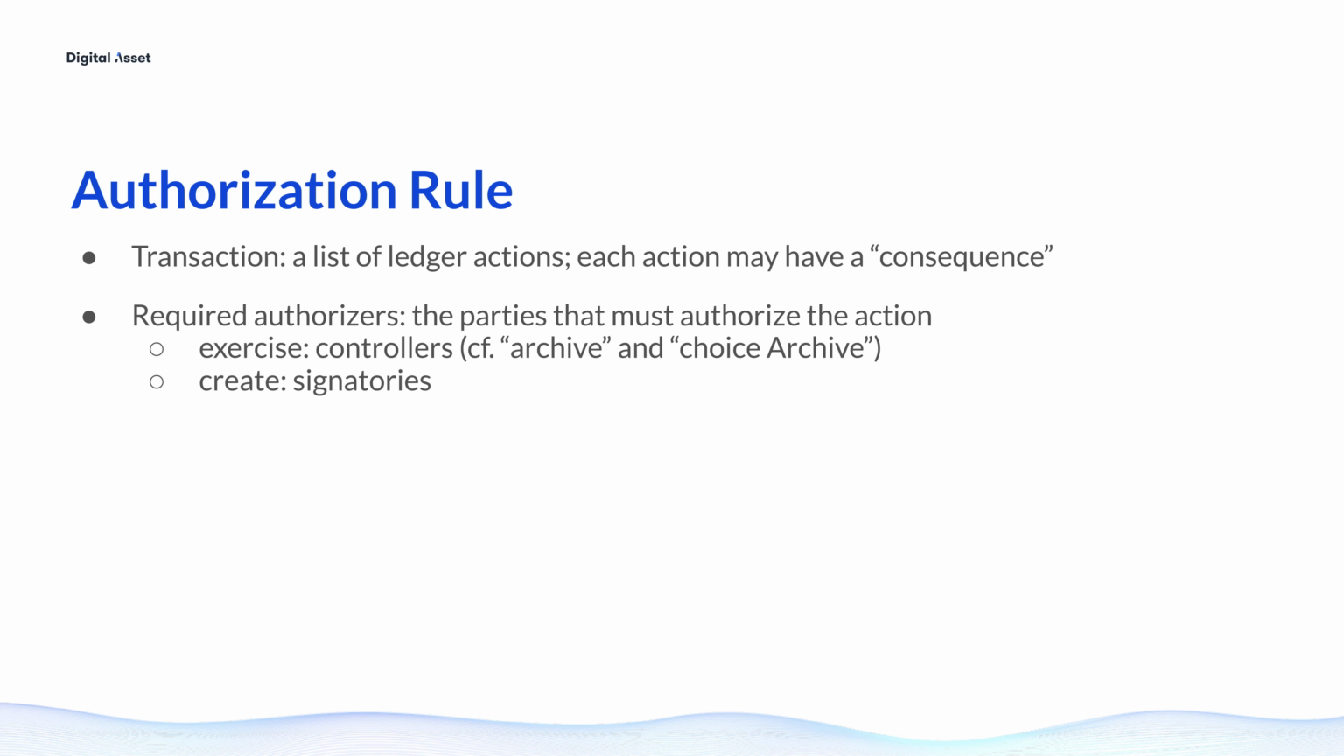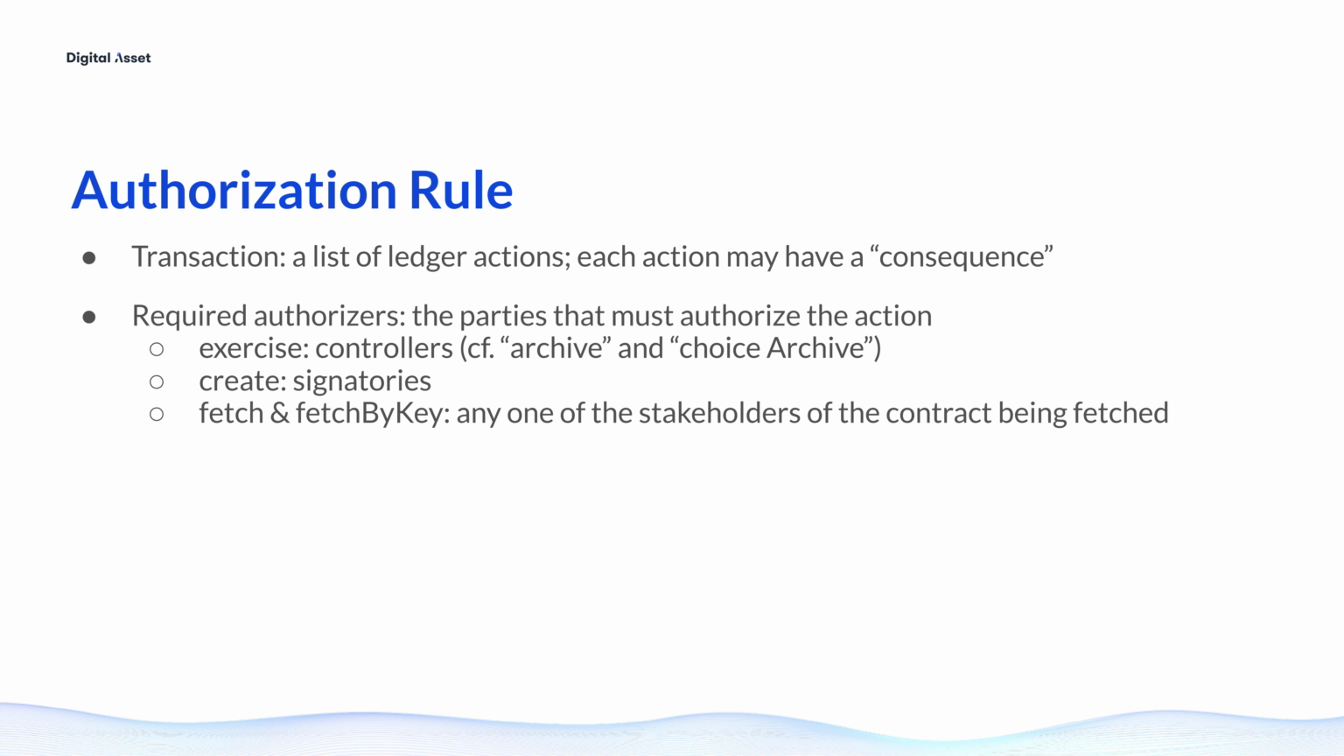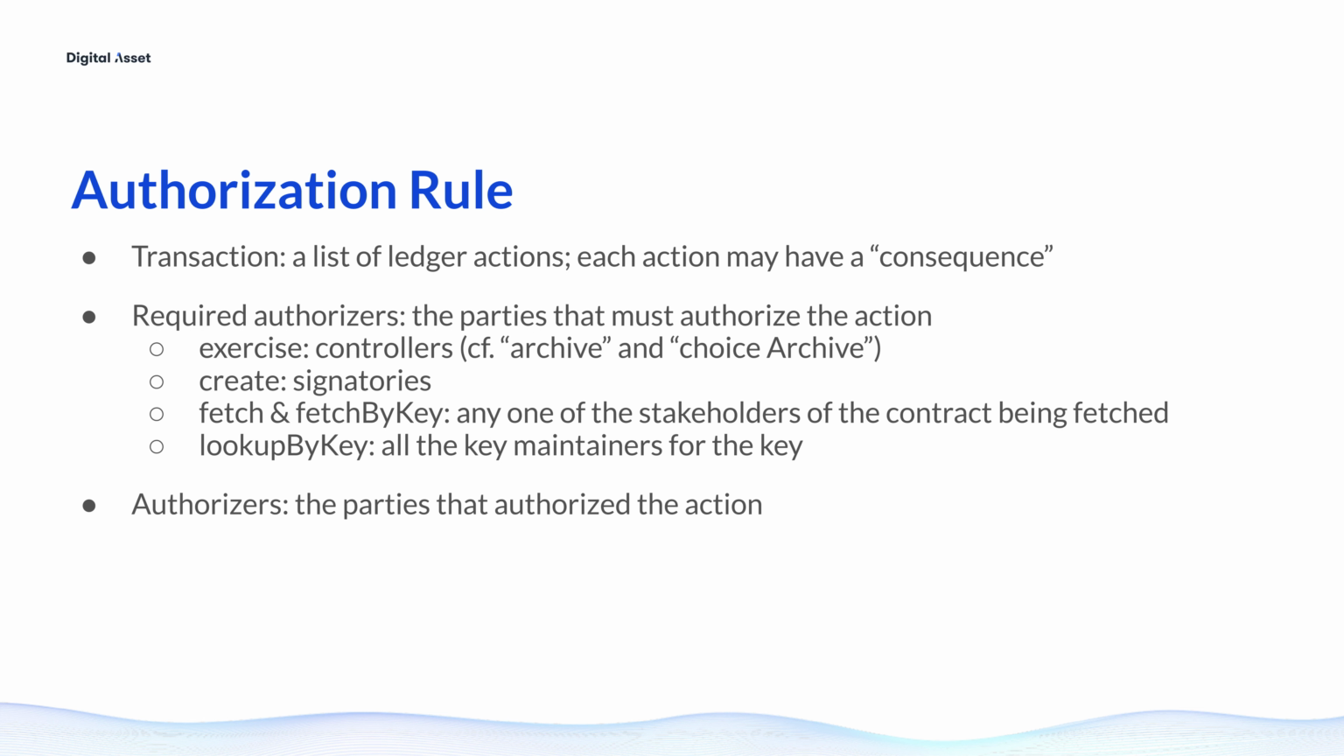The required authorizers of a create action are the signatories of the contract. The required authorizers of a fetch action, which also includes the fetch by key statement, are any one of the stakeholders of the contract being fetched. The required authorizers of lookup by key are all the key maintainers for the key you are attempting to look up. And each action has a set of authorizers, the parties that did authorize the action.